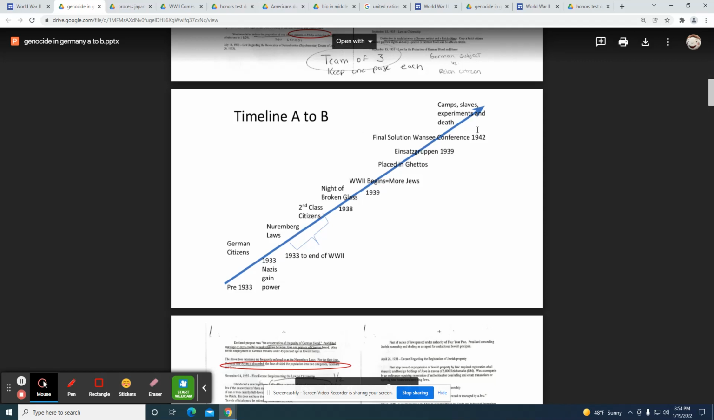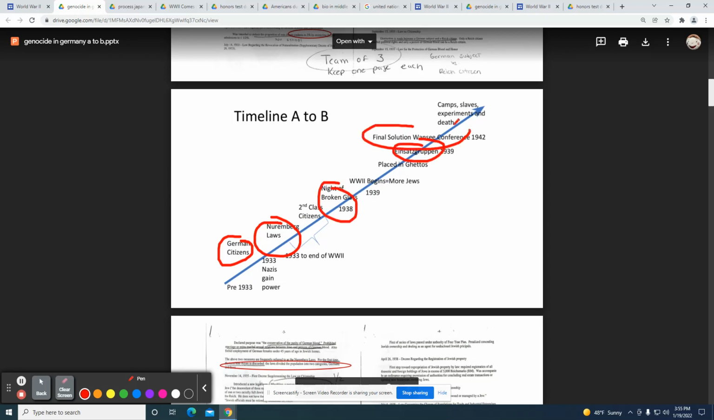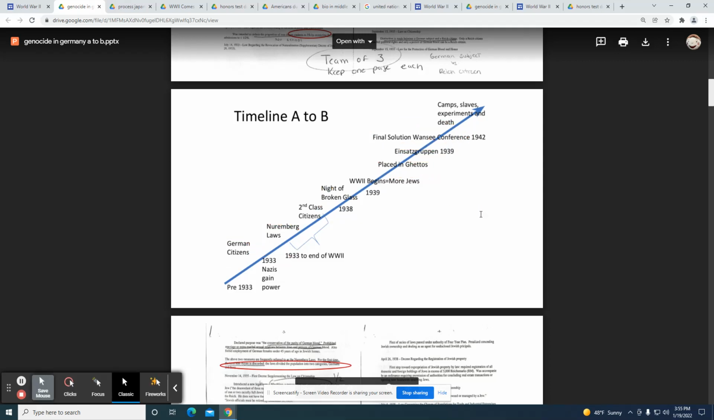You also want to take note of the timeline A to B, what's happening to the Jewish people. We want to focus on them being German citizens, the Nuremberg laws taking that away, the Night of Broken Glass, Einsatzgruppen, this part right here, as well as the part placed in ghettos. Keep in mind, as World War II takes place, Germany gets more land and they get more Jewish people, and that is going to increase their population. Let's not forget about the Potsdam Declaration. That was the last day for the end of the war.